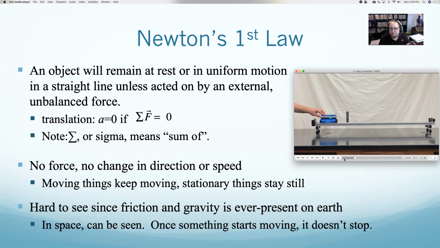But this is a nearly frictionless track, and you can watch while it's moving before it hits the edge, where it basically had no acceleration, just a tiny, tiny bit. That's because there was no force acting on it there. And since there was no force, there's no acceleration. That's Newton's first law.